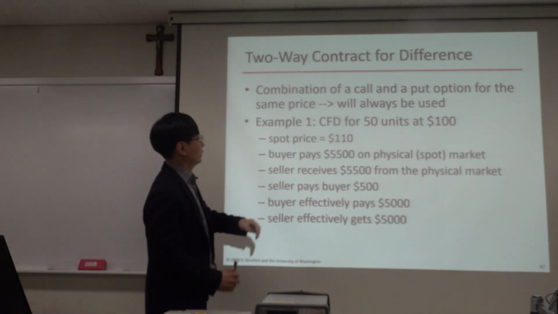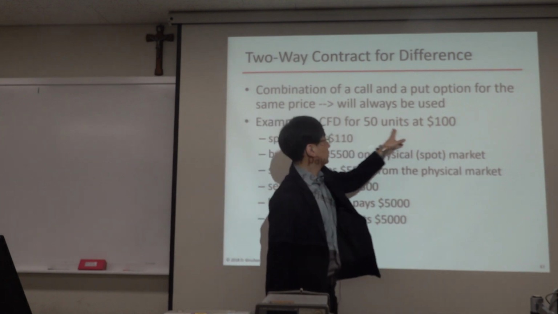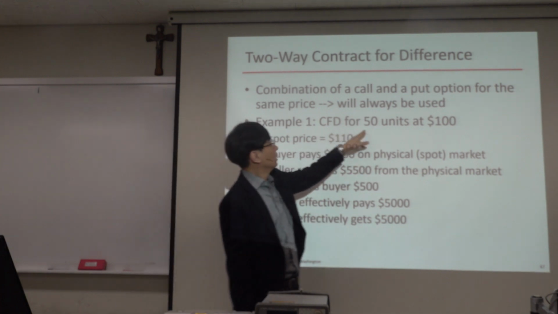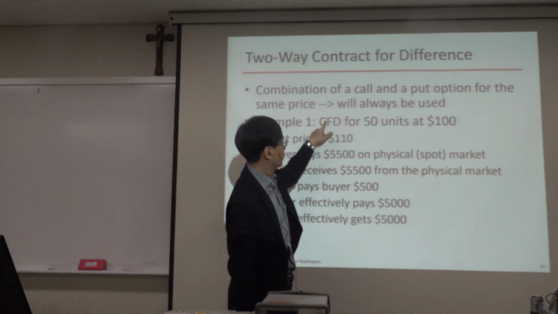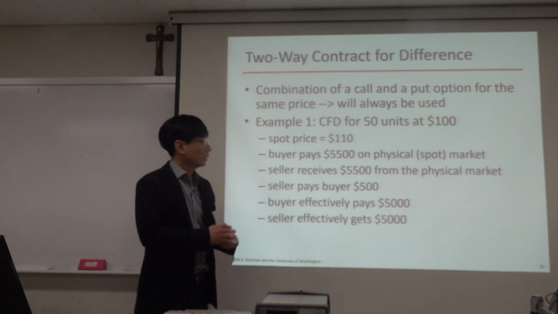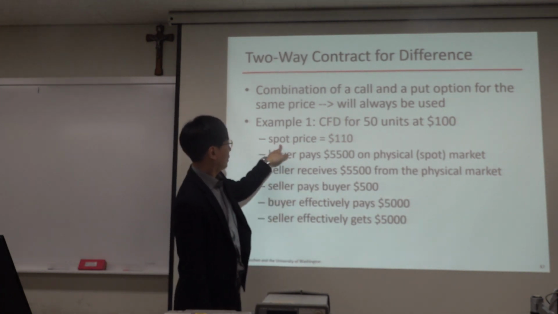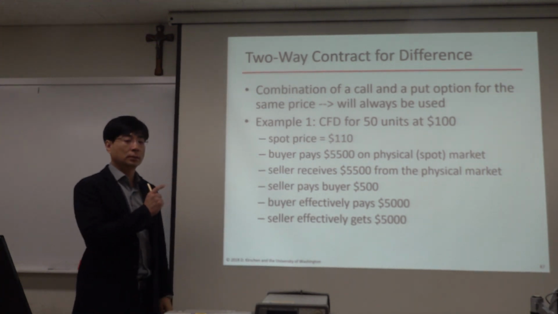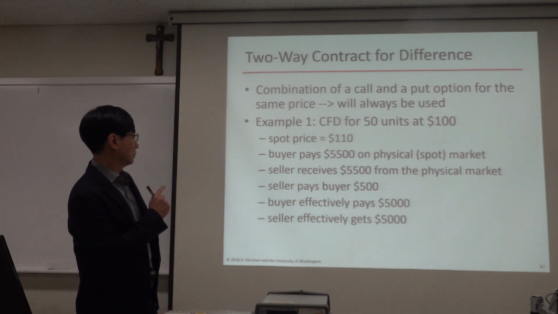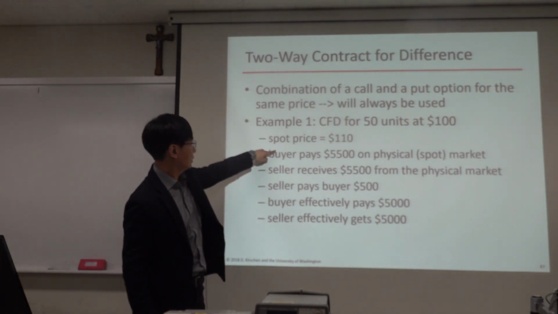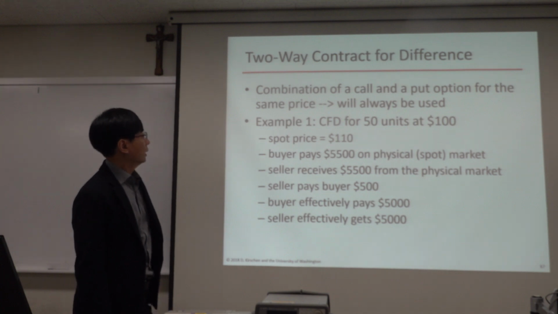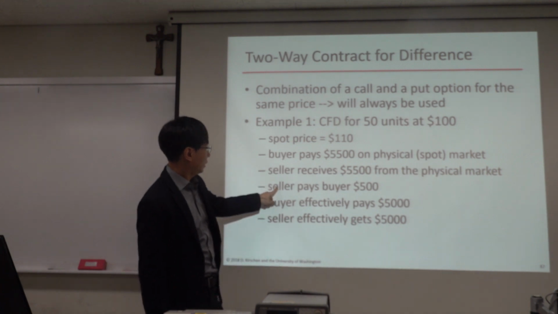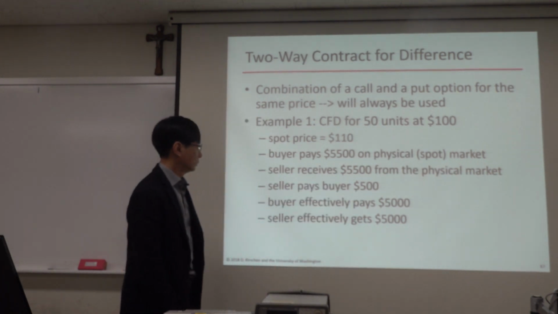So this is an option. This is not a call option, this is not a put option, just an option. This contract for difference must happen anyway. Suppose that the spot price is like that: the buyer pays this much, the seller receives this much, but the price should be $100. So the seller pays the buyer 500.